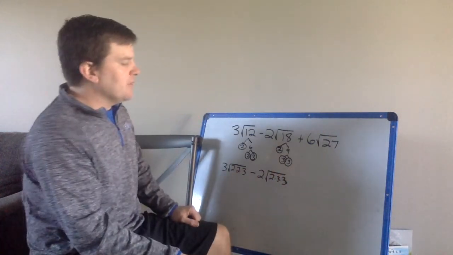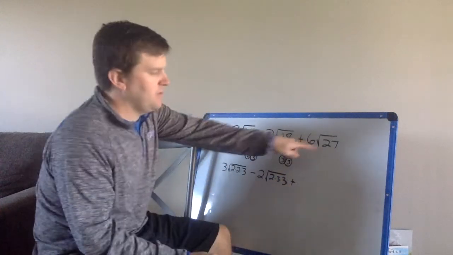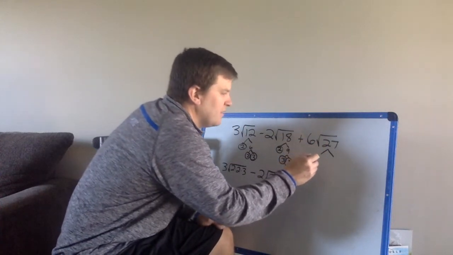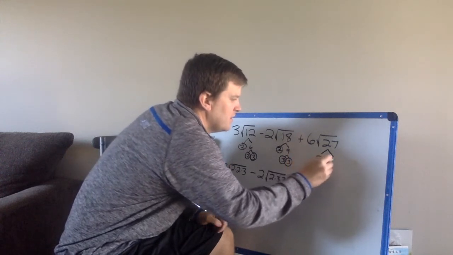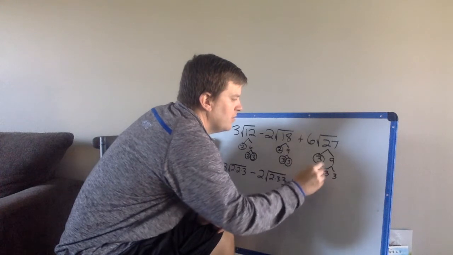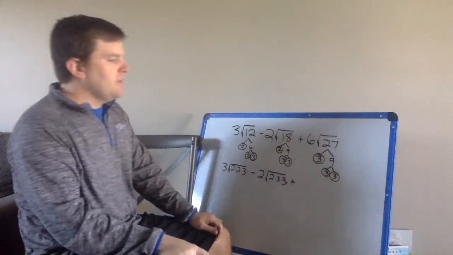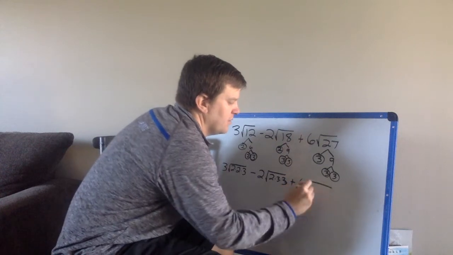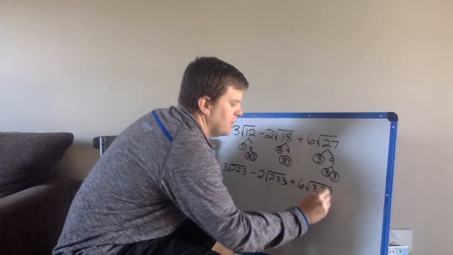And then plus, let's solve this one, the square root of 27. What goes into 27? Let's use 3 and 9, and then 3 and 3. Those are all prime numbers. So same thing here. The 6 is out front. We got the 3 3s underneath.